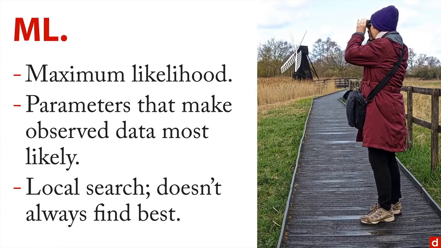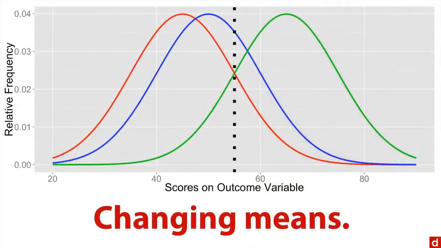You could theoretically miss something. Let me give a very simple example of how this works. Let's assume that we're trying to find parameters that maximize the likelihood of this dotted vertical line here at 55. And I've got three possibilities.